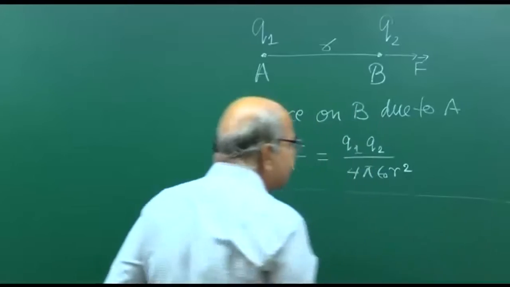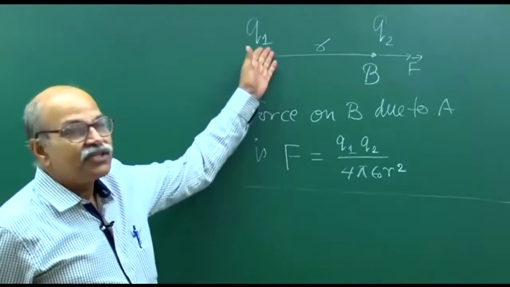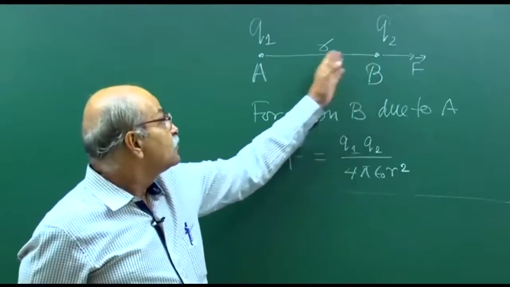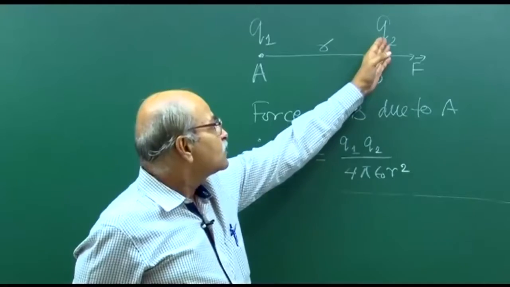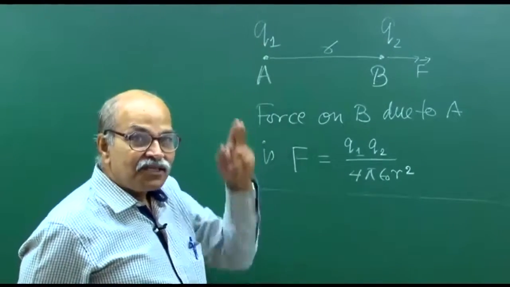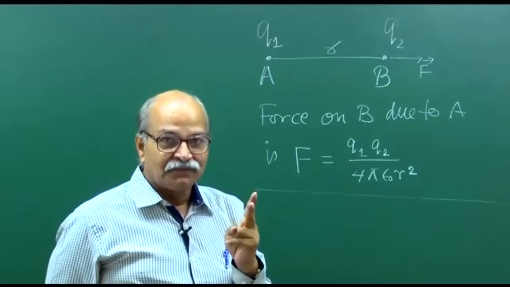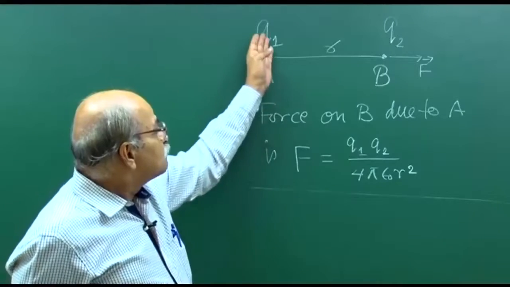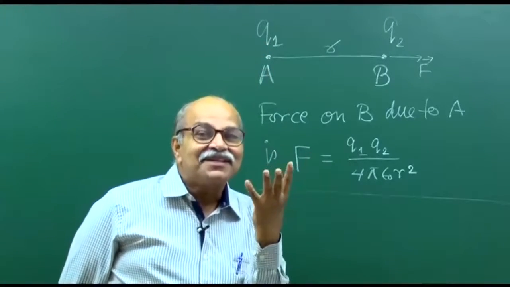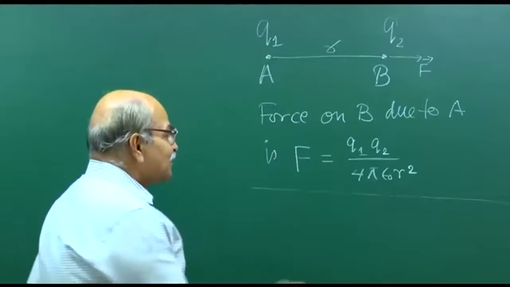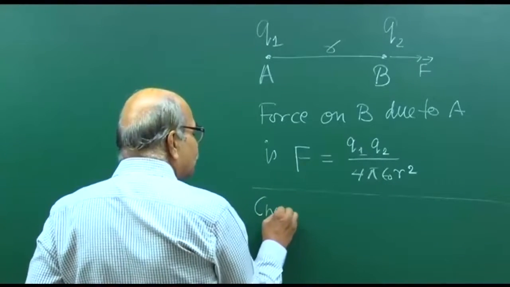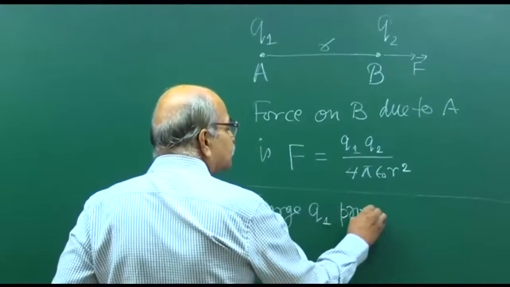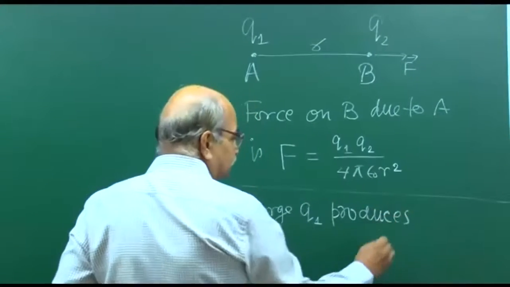What I want to emphasize is that this is essentially a two-step process. Force on B due to A, force on this charge due to this charge, is essentially a two-step process. The first step is that this charge Q1 produces something called electric field. Okay. So, that is the first thing. Charge Q1 produces electric field.